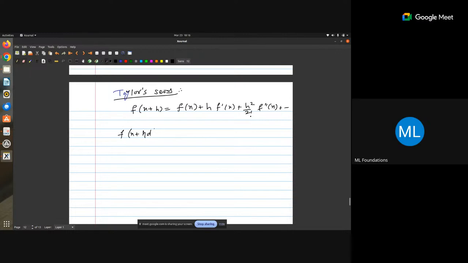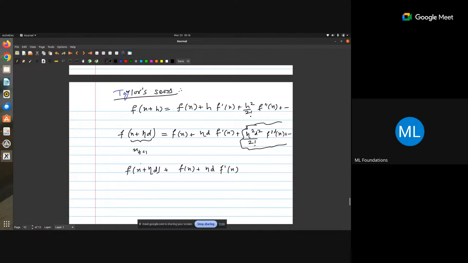So f(x + eta d) = f(x) + eta d f'(x) + eta² d² / 2! f''(x) and so on. Since eta is very small, the square of eta will also be very small, and f''(x) also will be small. Hence, we are neglecting the higher order terms and just keeping f(x + eta d) = f(x) + eta d f'(x). This is my Taylor series.